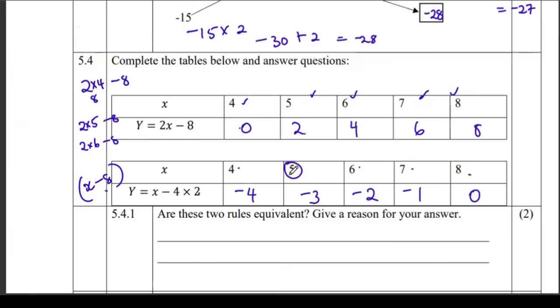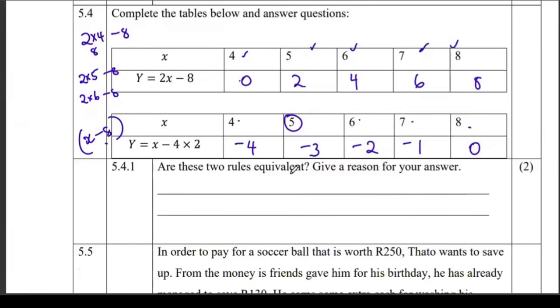Then 5.1.2. Asking us, are the two rules the same? The answer is a no. Why are the two rules different? Because you can see there's a 0 here, there's a negative 4. There's a 2 here, there's a negative 3. So we can say that the output values are different.